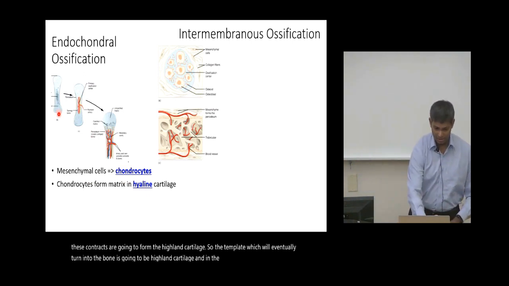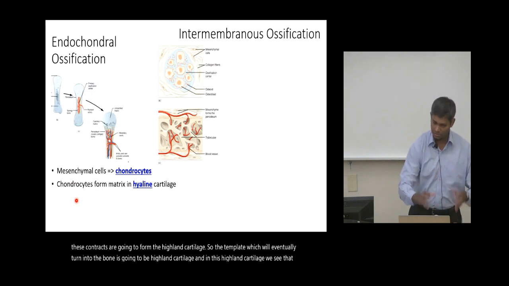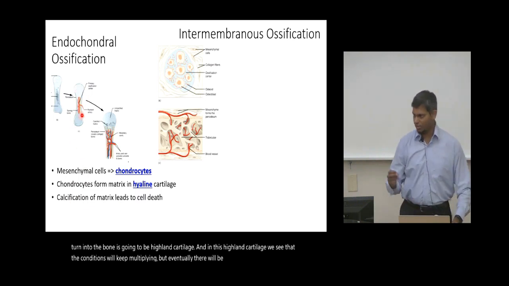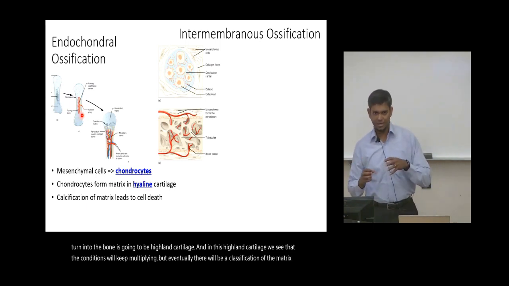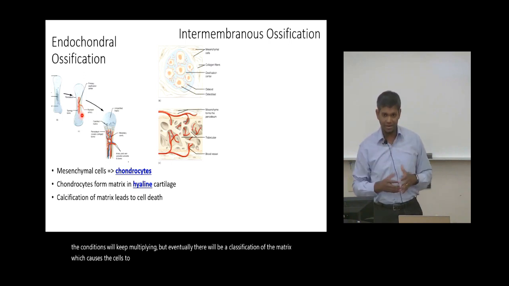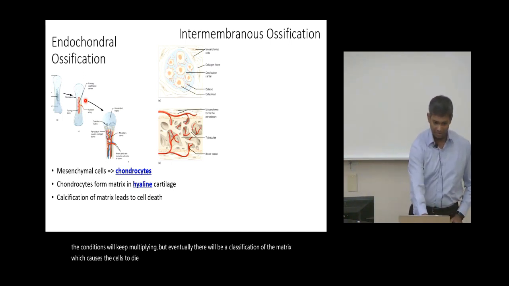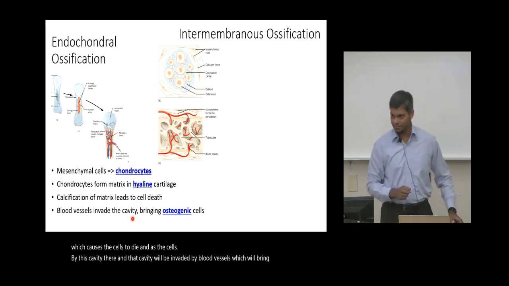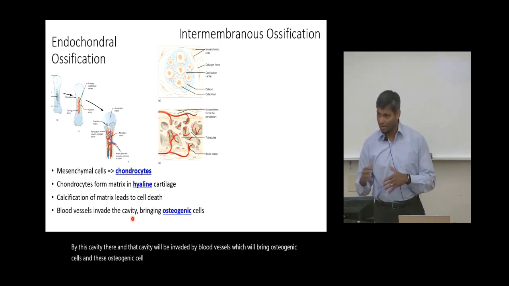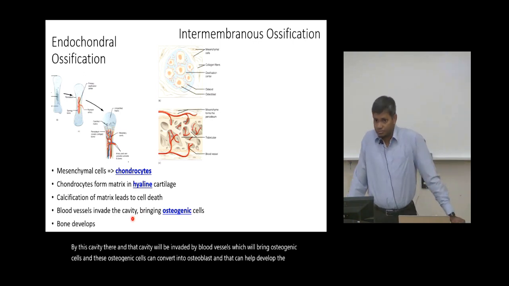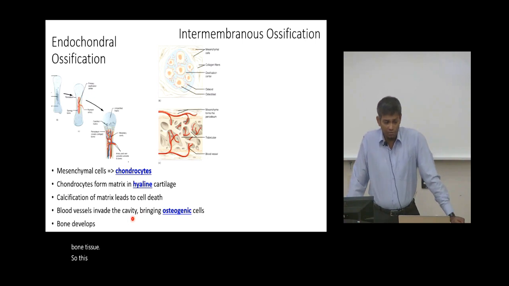And in this hyaline cartilage, we see that the chondrocytes will keep multiplying, but eventually there will be calcification of the matrix, which causes the cells to die. And as the cells die, there's a cavity there, and that cavity will be invaded by blood vessels, which will bring osteogenic cells. And these osteogenic cells can convert into osteoblasts, and that can help develop the bone tissue. So this is an overview of endochondral ossification.